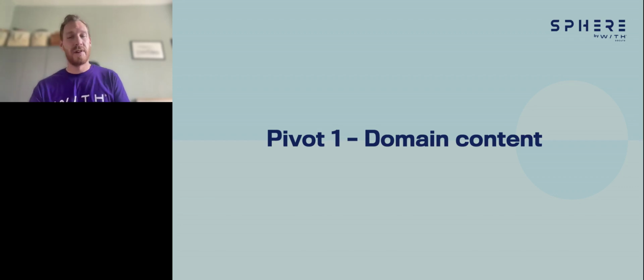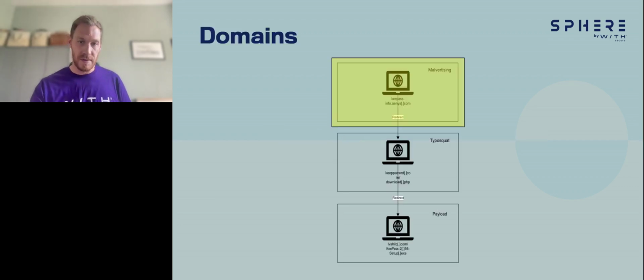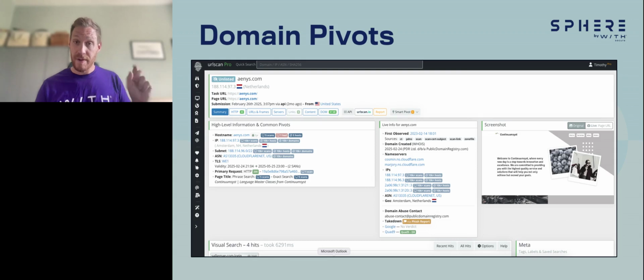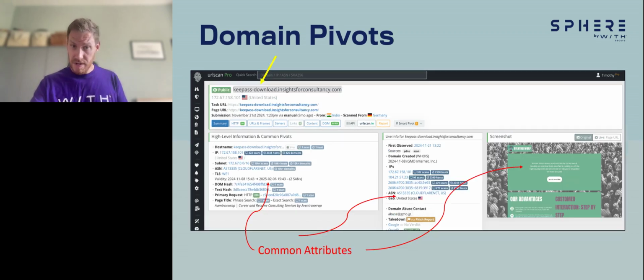Now, the very first, very basic pivot we can do is the domain content. At a really high level, a threat actor would malvertise this domain. That would then redirect to a typosquat domain, and then a domain where the payload was served from. We're focusing here on the malvertising domain, and we can do a domain pivot. This is just an example of what attributes the domain has and some of the content on that domain. We use a tool called URL Scan Pro to do that. It's really, really powerful, and we managed to pivot into a new domain using this.